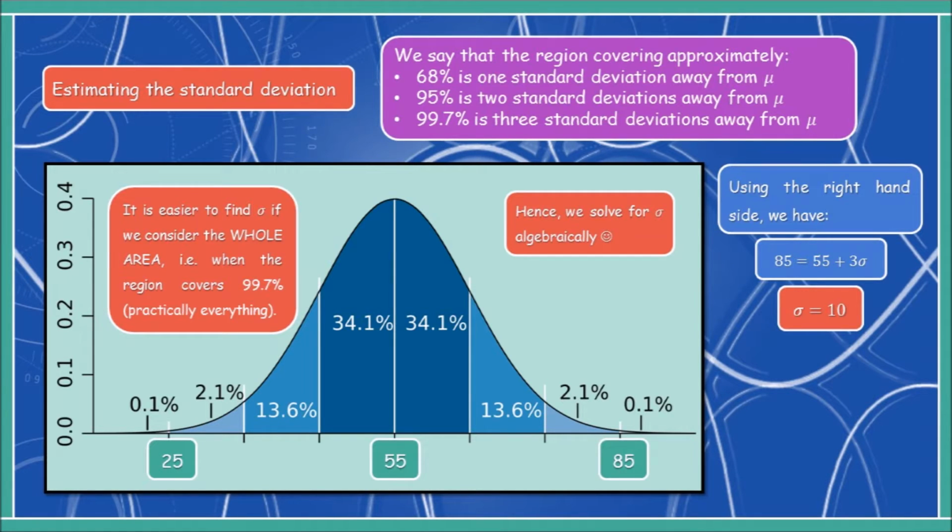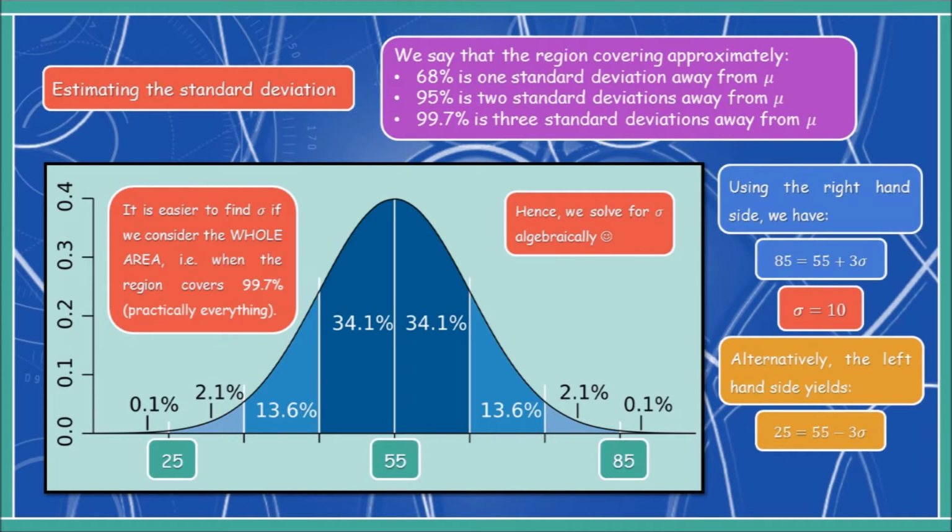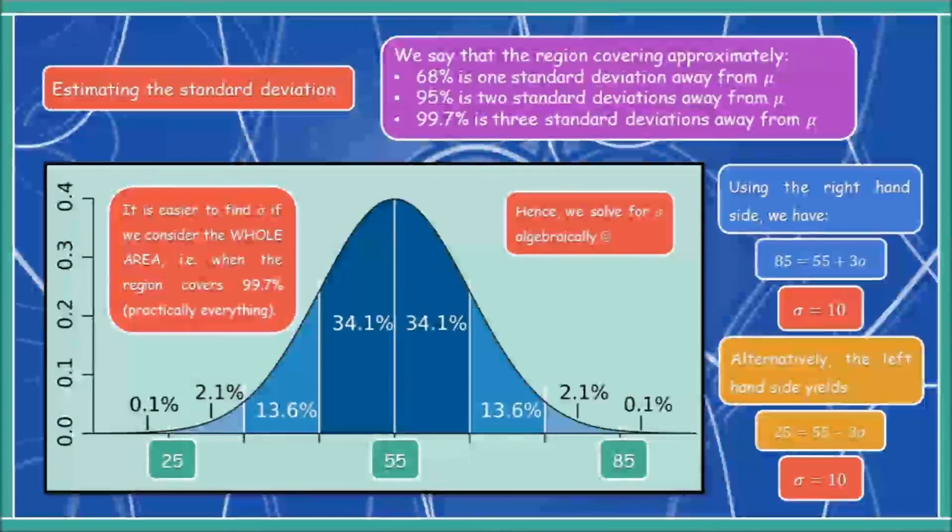Alternatively, we can look at the left hand side where 25 is. Instead of plus 3 sigma, we have minus 3 sigma. So we have 25 equals 55 minus 3 sigma. Once again, subtracting 55 and dividing by minus 3, we again yield sigma equals 10. So that's it, this is how you do it.